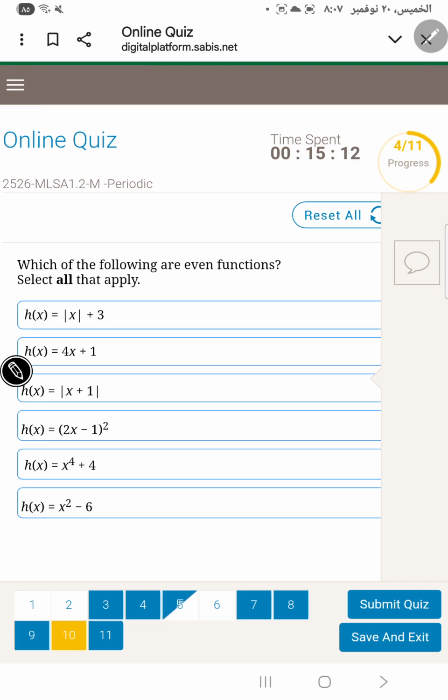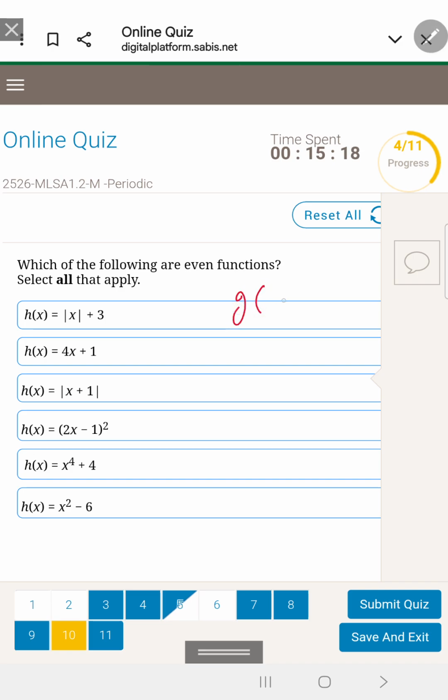Question number 10. Which of the following are even? For even function, you have to replace, for example, g of minus 1 and g of 1. You have to get the same answer. So this happens here, and also here, and also here.